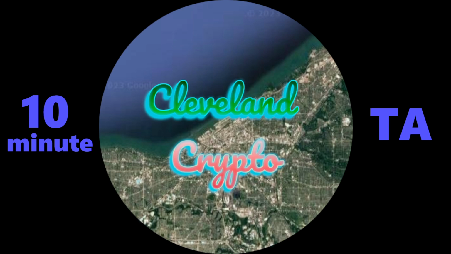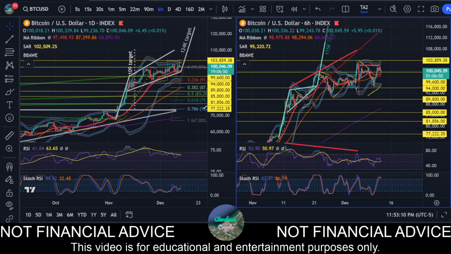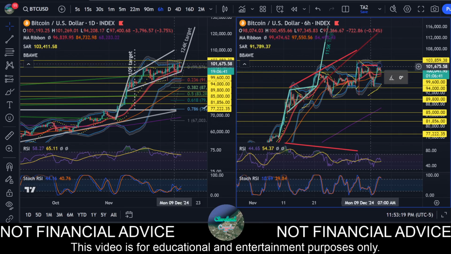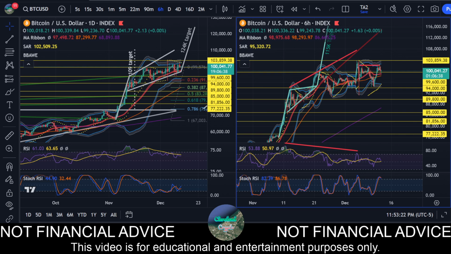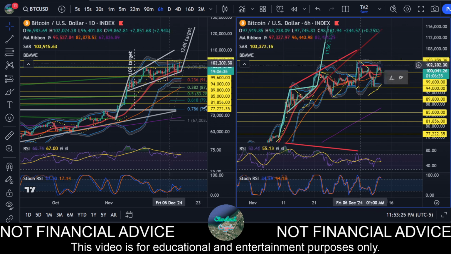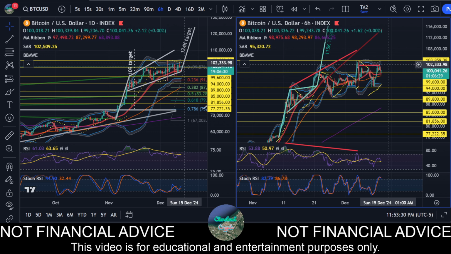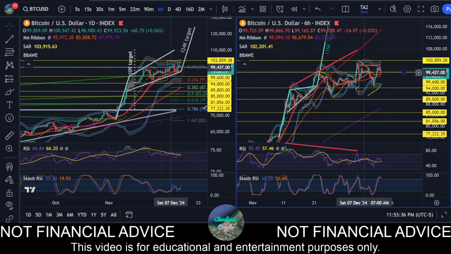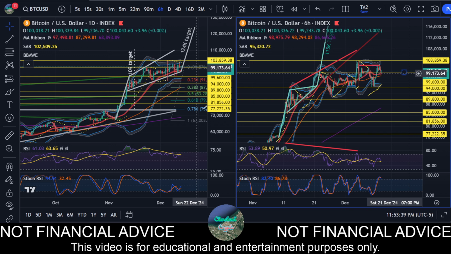Let's get into the charts. All right, so what we're looking at today is here on the 6-hour chart. You'll notice that price action failed to break up and over that local resistance that we were talking about yesterday. Since failing to break over, it came back down and has tested the 99.6 support level as, well, support, and seems to be holding strong.